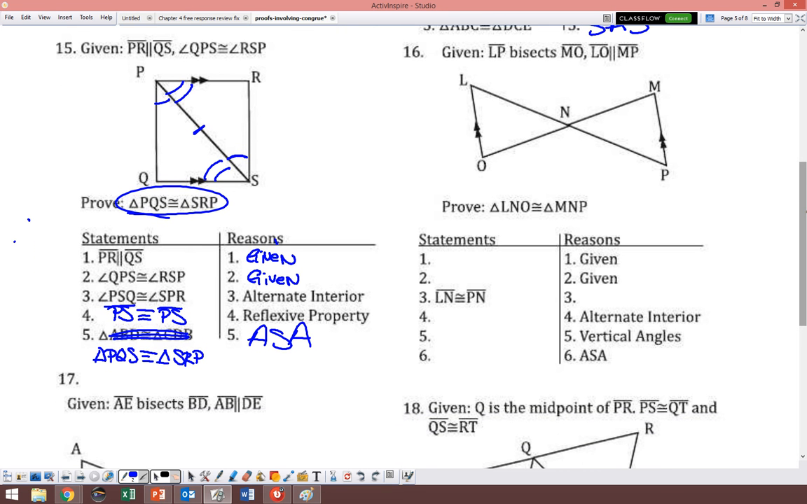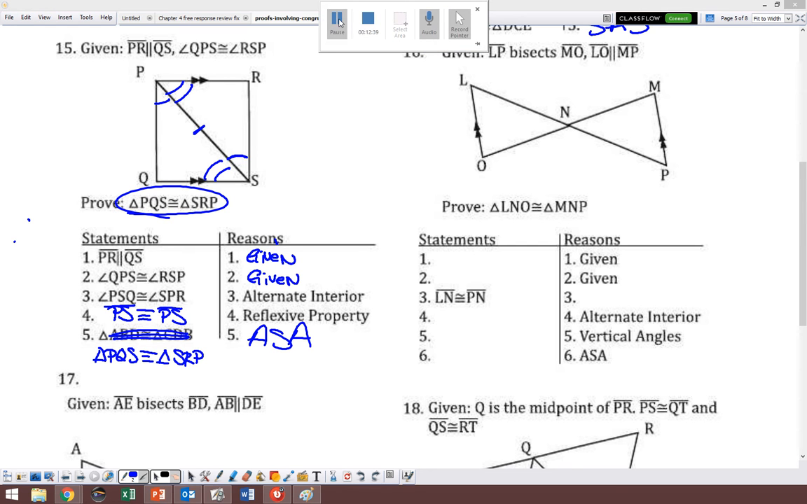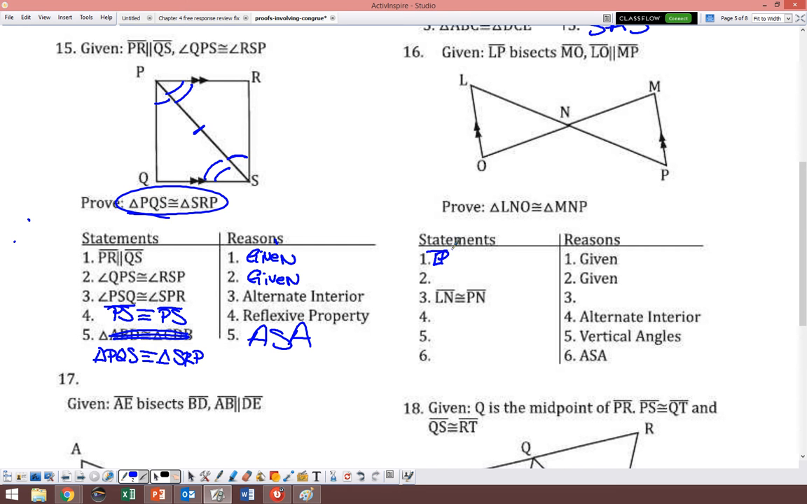All right. 16. So, 1. Hold on one second. Let's continue. Okay, sorry about that. All right, so now statement 1. LP bisects. Very good. LP bisects MO.